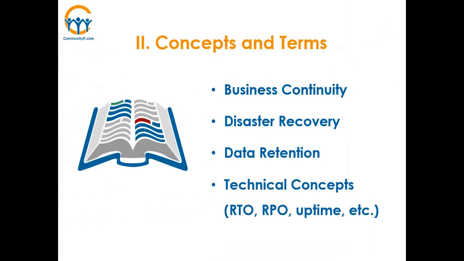So now we'll talk about some of the concepts and terms. We've talked about business continuity. We'll dig into disaster recovery, understanding our data retention requirements, and then these technical concepts of RTO, RPO, uptime, and some others. Whenever you get into these conversations, it's helpful to have a common set of definitions to make sure everybody's on the same page about what these different things mean in terms of getting our data, backing it up, or protecting it.